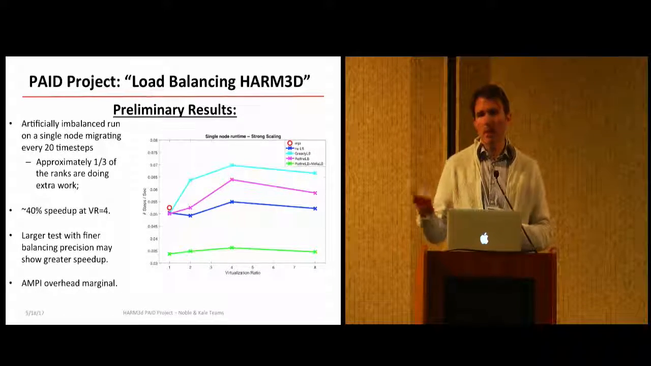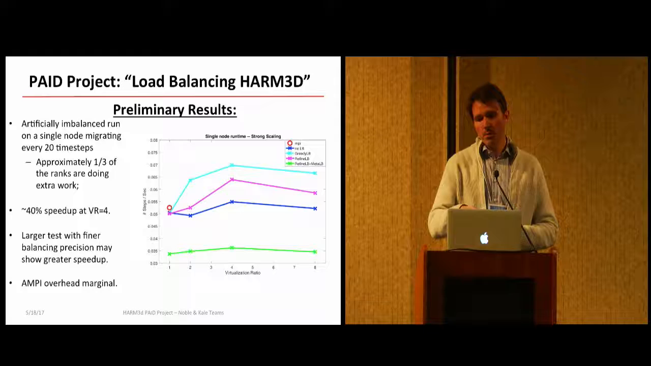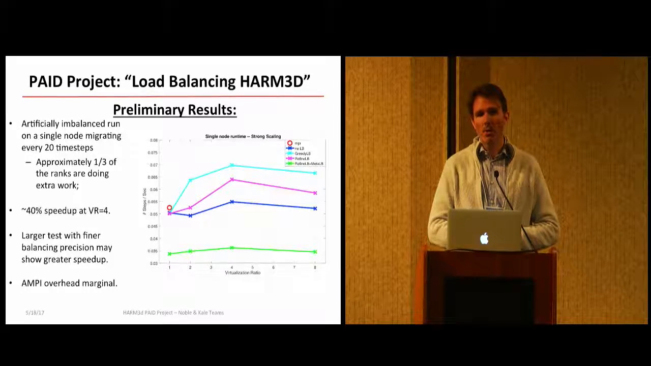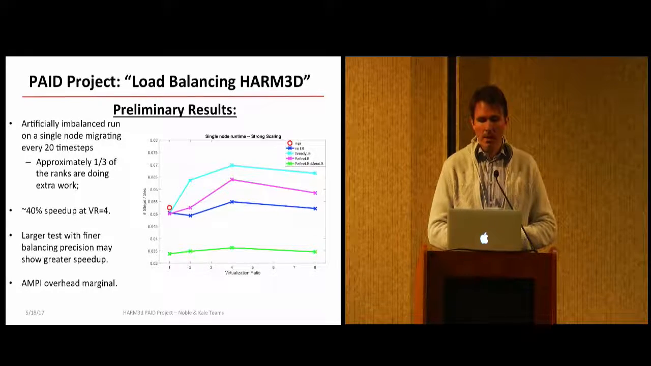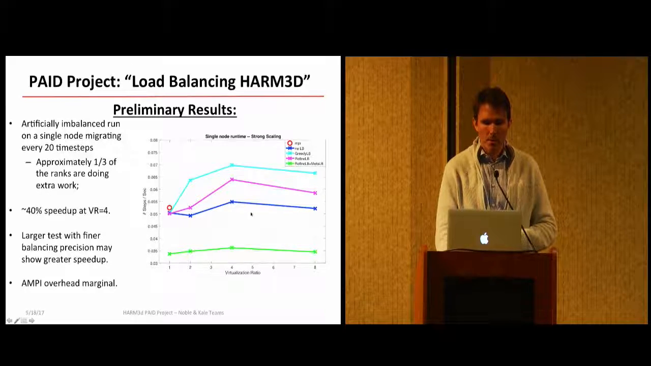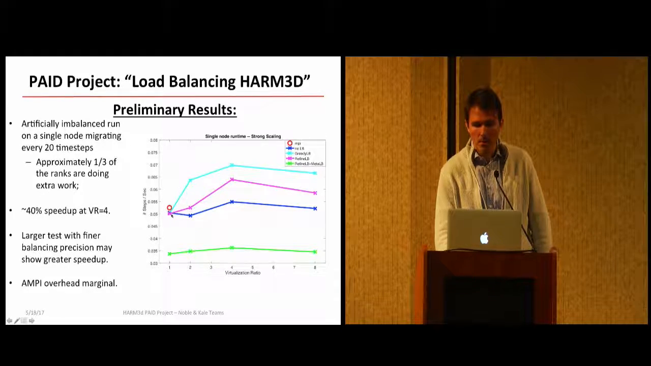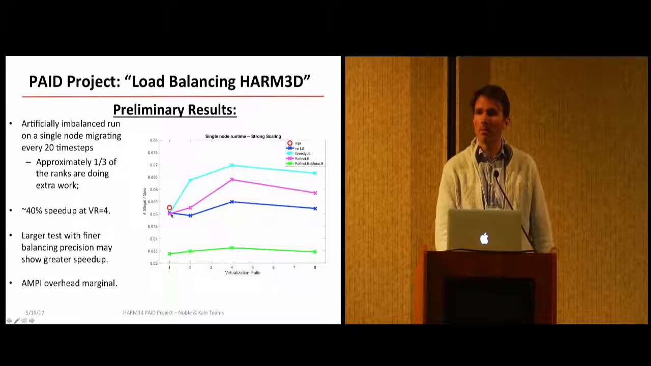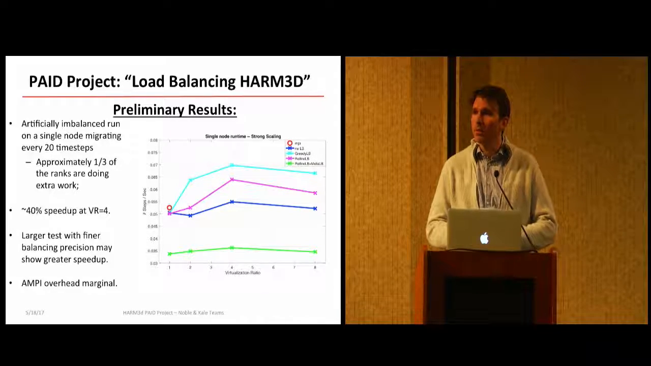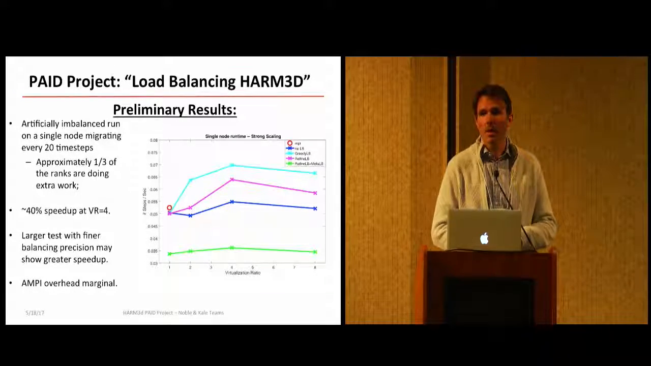We also measured the overhead. Even with this rather unintensive calculation, the overhead between running without AMPI, which is this red circle, and running with AMPI, which is this magenta and blue point, there's not much difference. So we're not penalized by using AMPI too much.